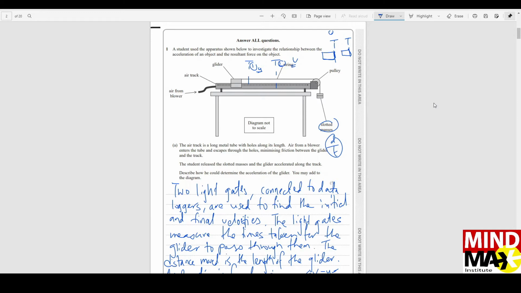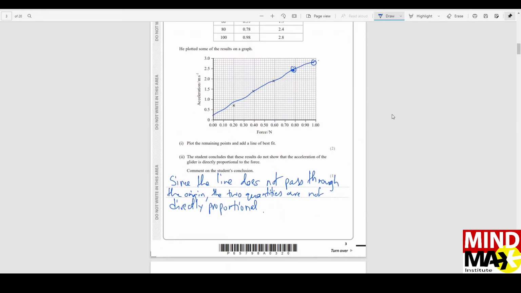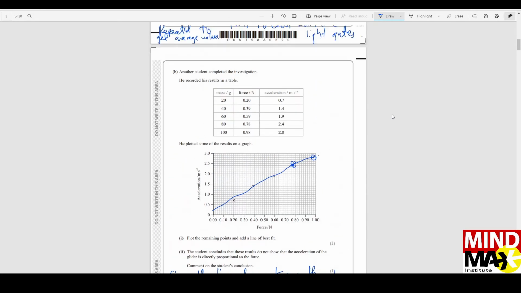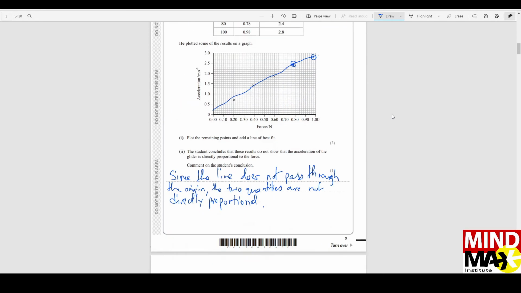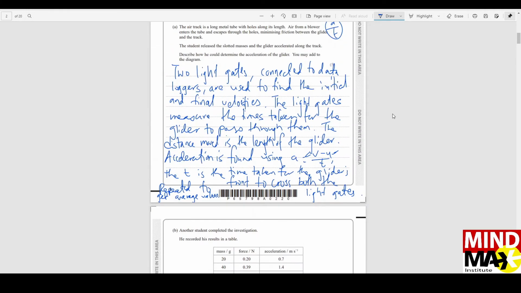The total mass of the glider and the slotted masses has to be kept constant. Now how can we keep it constant and apply different forces? Because to apply different forces I have to increase the forces here by adding more masses, right? So if I have to keep the total mass constant, what can I do? If we wish to keep the total mass of the system the same, that means we cannot be adding more masses, because the total mass of the system has to be the same.